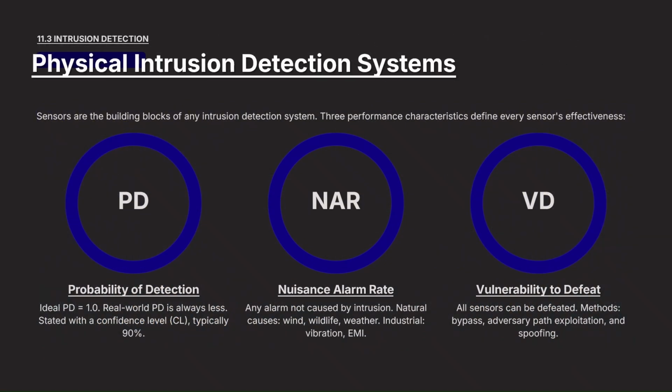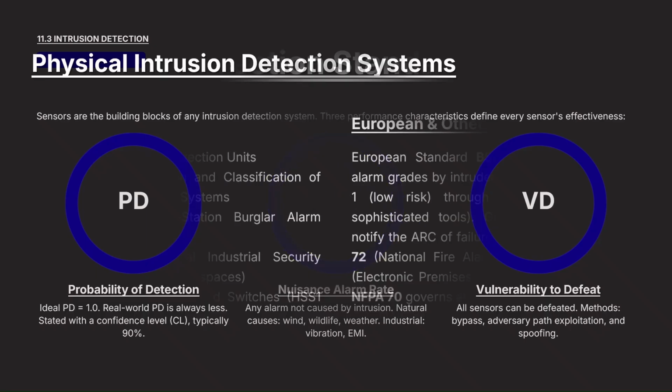Physical intrusion detection systems rely on three key performance measures. Probability of detection, or PD, reflects how likely the system is to detect an intrusion attempt. Nuisance alarm rate, or NAR, measures false alarms caused by environmental or non-threat factors. Vulnerability to defeat, or VD, represents how easily the system can be bypassed or compromised. An effective system balances high detection capability with low false alarms while minimizing vulnerabilities.